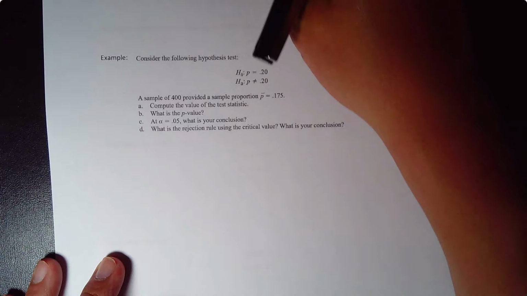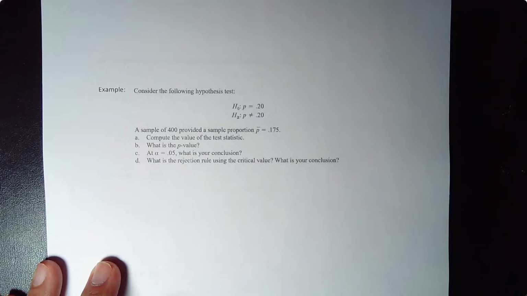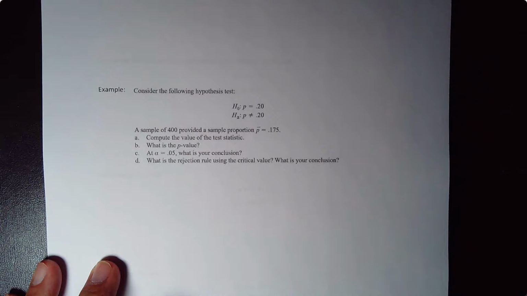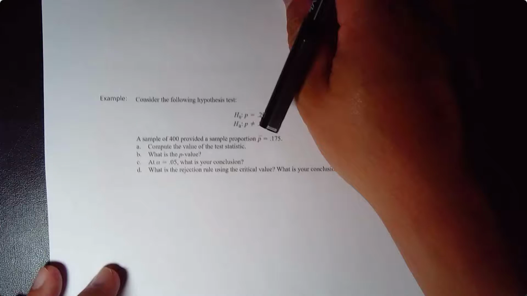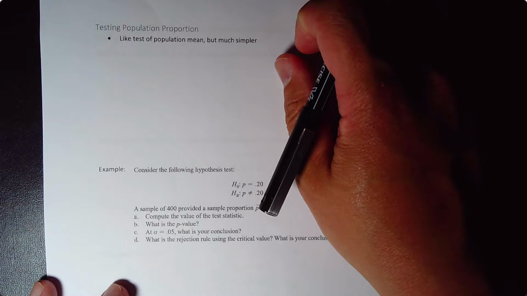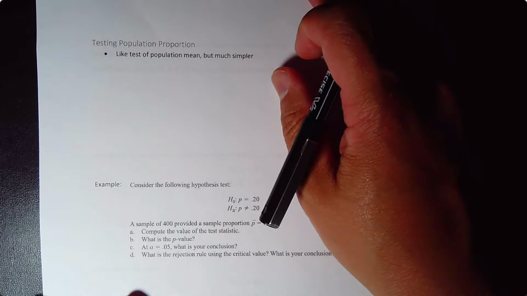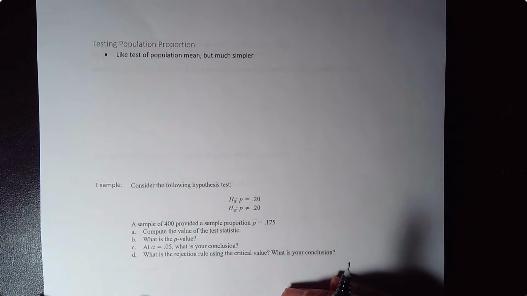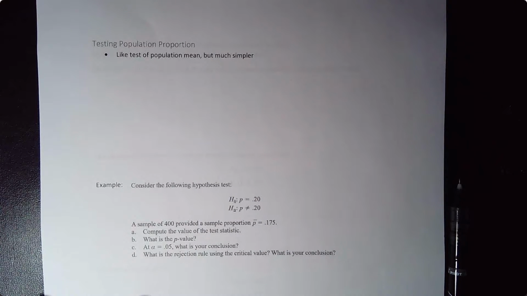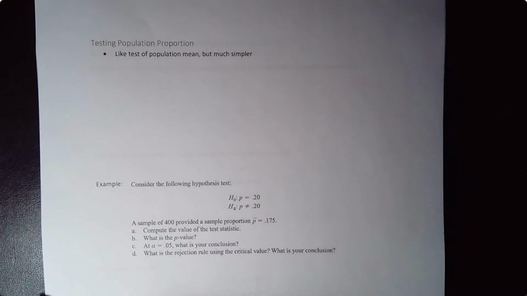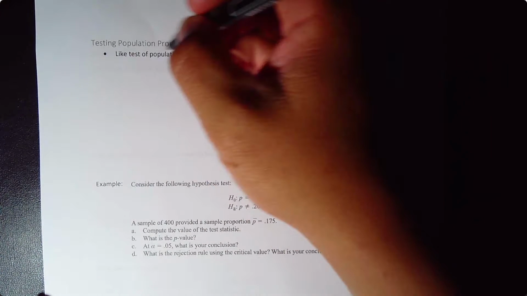Okay, so now we would like to test hypotheses that involve statements on population proportion. Everything that we've talked about with testing population mean is going to transfer really well to testing population proportion, right? And in fact, it's actually going to be simpler. When we test population proportion, we essentially have three different types of statements that we can make.